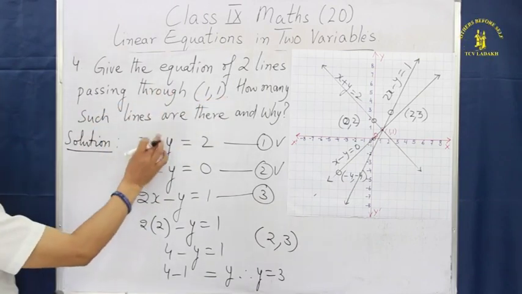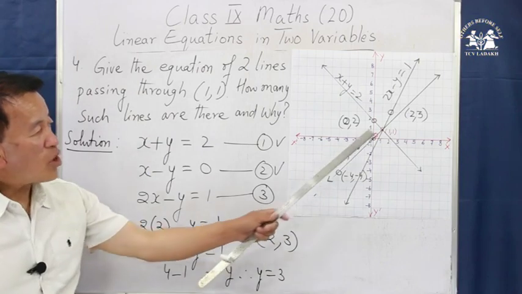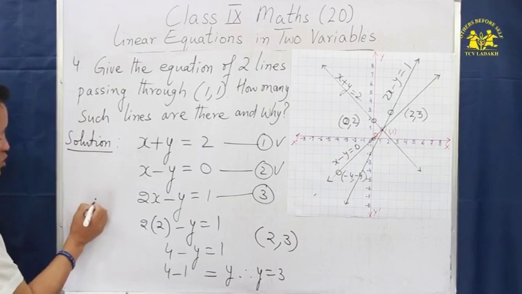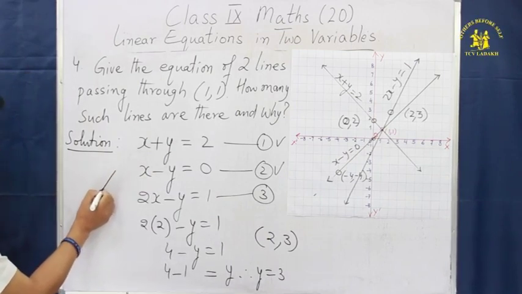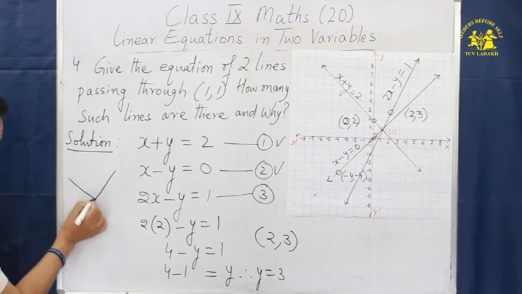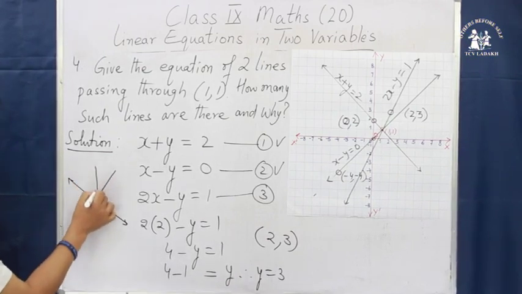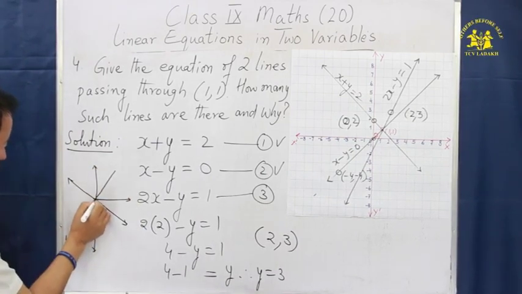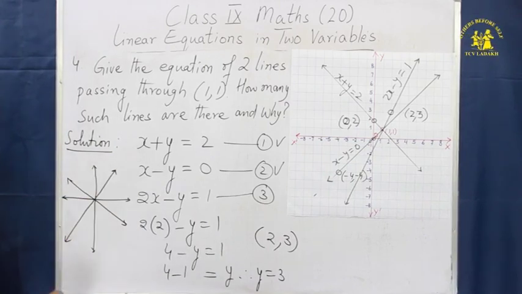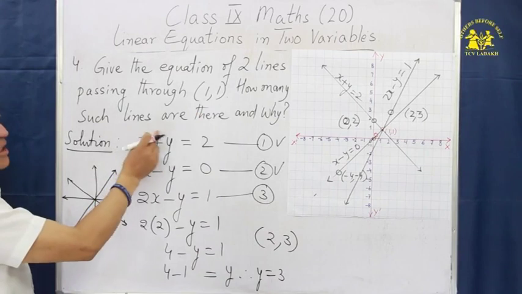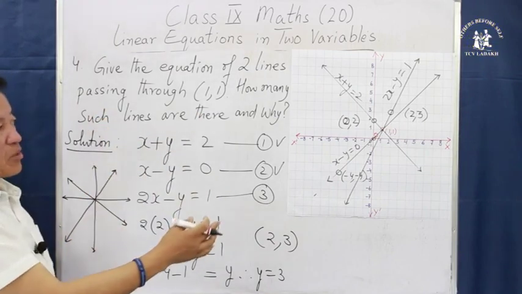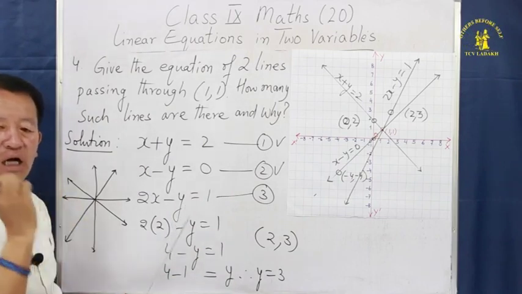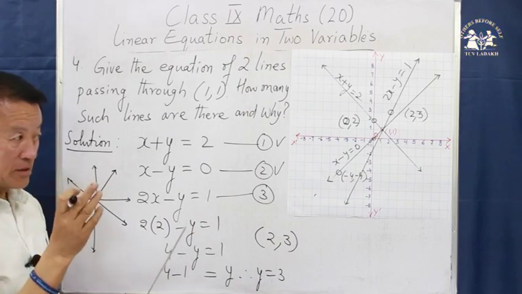How many such lines are there and why? How many lines we have drawn? We have drawn 3 lines. Now see, through 1 point, normally what we can do? We can draw countless number of lines. So that means how many such lines are there? There are countless number of lines. And why? Because through 1 point we can draw countless number of lines.